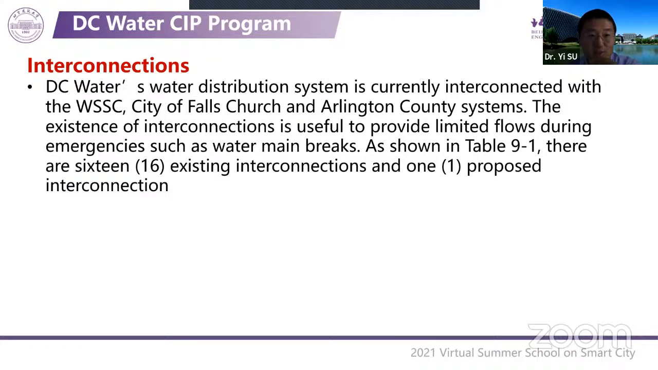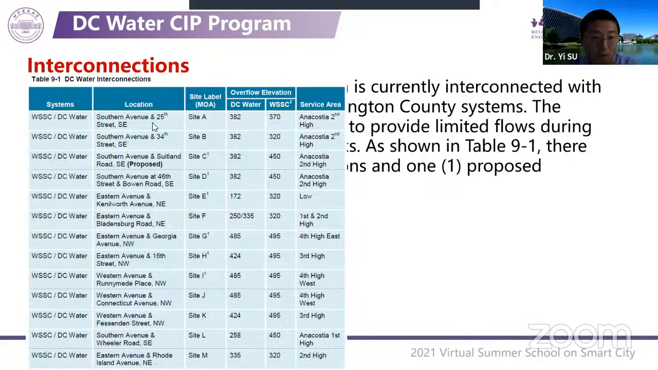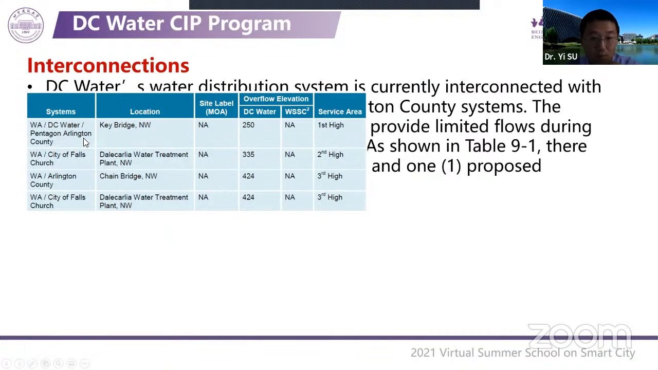Also interconnections, which connect to different government agencies for water treatment in other places, and provide limited flows during emergencies, such as water main breaks. So those are the interconnections between DC Water and other government agencies.